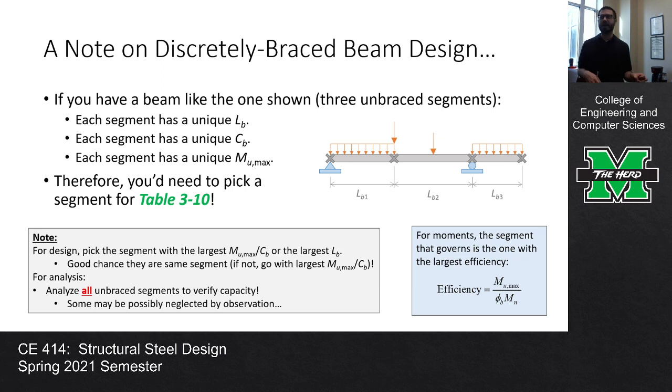Now, food for thought. We mentioned this a little bit in a previous lecture, when we were talking about analysis. But what if you're in the design phase and you have a scenario like I mentioned earlier with some really wonky loads and some really odd bracing scenarios, and you have different unbraced lengths, different CB values, different moments. So if you're going to design this beam, you need to pick one of these segments to go into Table 3.10. What I would do is pick the segment with either the largest MU over CB or the largest LB.